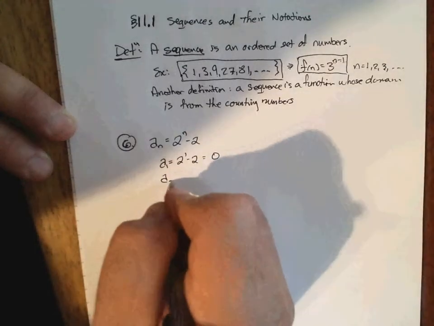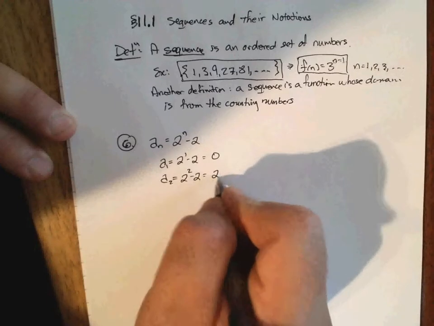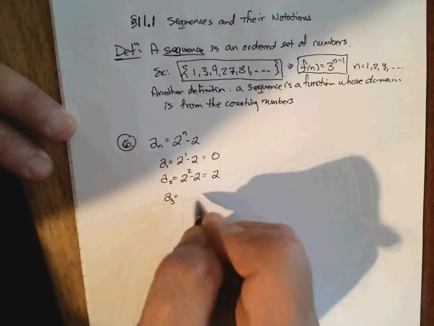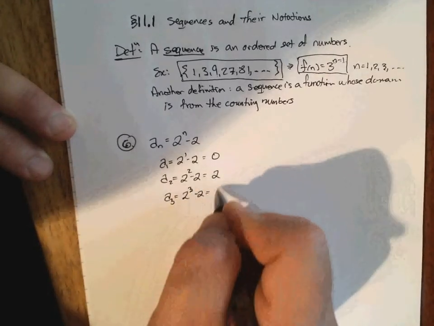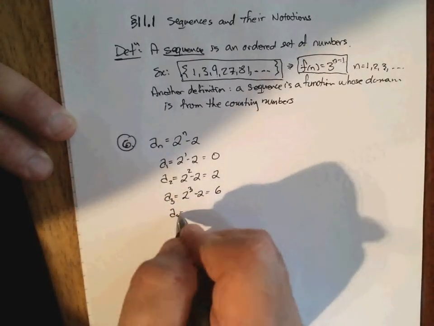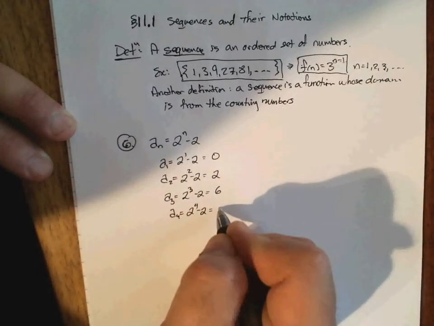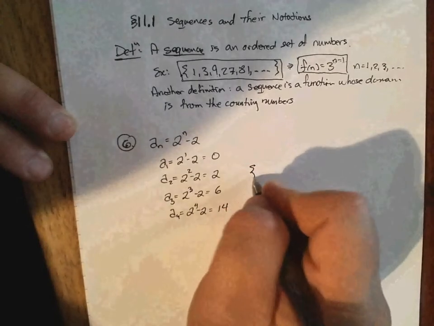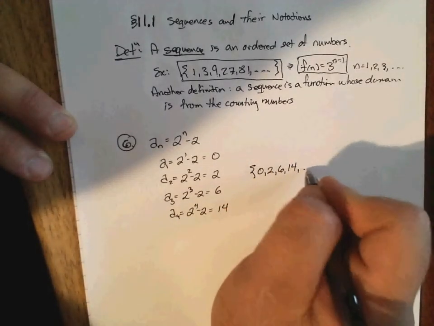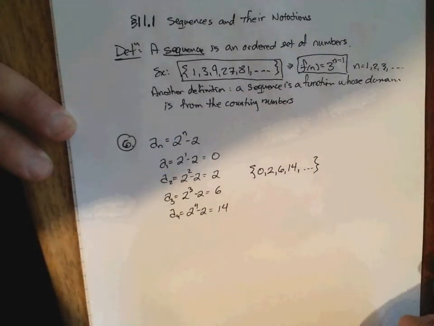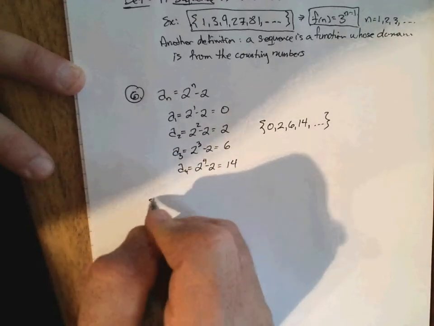A sub 2, n is 2. 2 squared minus 2, that's 4 minus 2 is 2. A sub 3, 2 to the 3 power minus 2. 2 cubed is 8 minus 2 is 6. And a sub 4, when n is 4, 2 to the 4th minus 2, that's 16 minus 2 is 14. So this is the first 4 terms, 0, 2, 6, 14 of this sequence. Okay? All right, let's take a look at problem number 8, doing the same type of exercise.